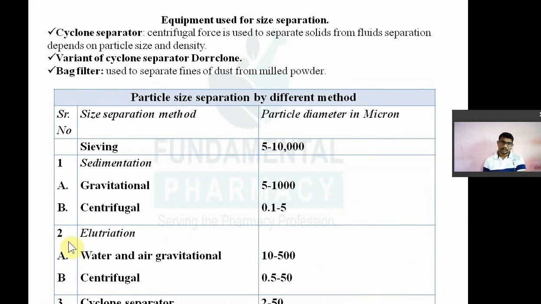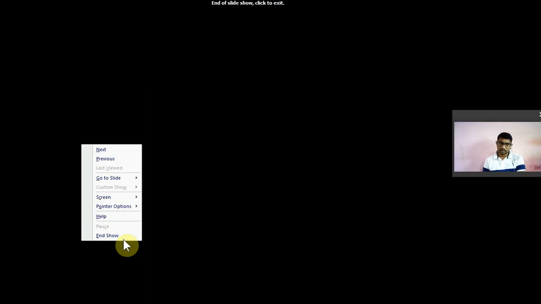Now the next one is elutriation. It also has two types: water and air gravitational elutriation, and centrifugal elutriation. You can separate particle sizes in the range of 10 to 500 micron by using water and air gravitational elutriation. By using centrifugal elutriation, you can separate 0.5 to 50 micron particle size. Using a cyclone separator, you can separate particle sizes in the range of 2 to 50 micron. I will explain here.